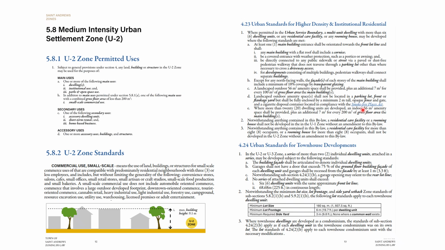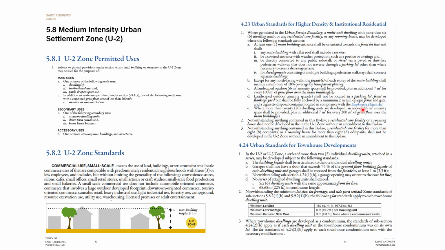Notwithstanding anything contained in this bylaw, a residential care facility for more than 8 occupants or a rooming house for more than 8 occupants shall not be developed in the U2 zone without an amendment to this bylaw. Urban standards for townhouse developments. In the U2 or U3 zone, a series of more than 2 individual dwelling units attached in a series may be developed subject to the following standards.